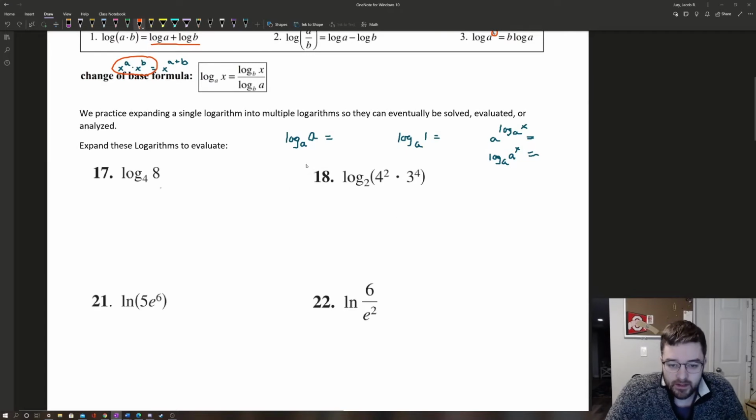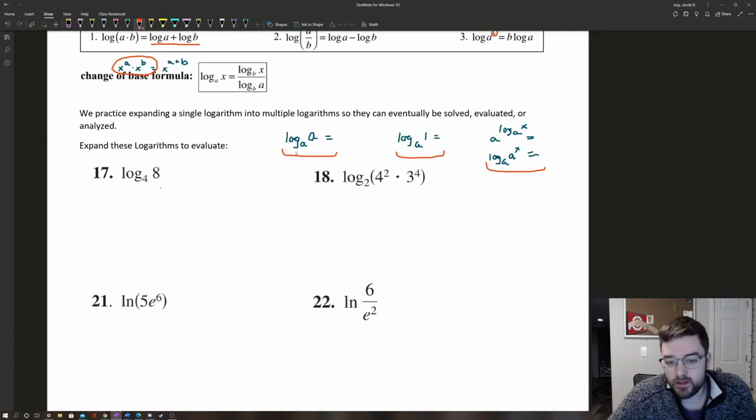I've also added a few more rules here, just in case you've forgotten these. These are other properties of logarithms and exponents. If we have a logarithm with the same base as the argument, then that's like saying, what's the exponent that makes a base a into a with base a? So that would be 1.